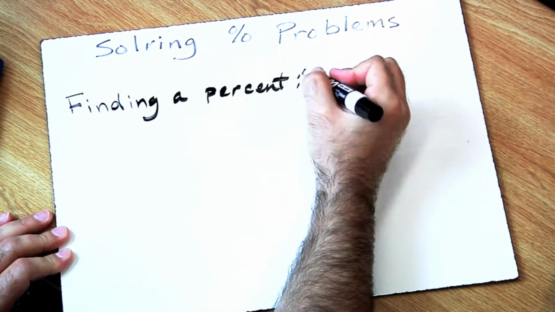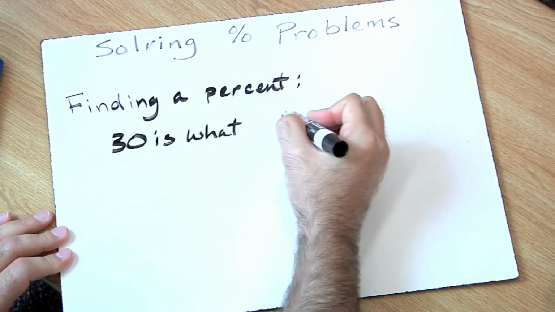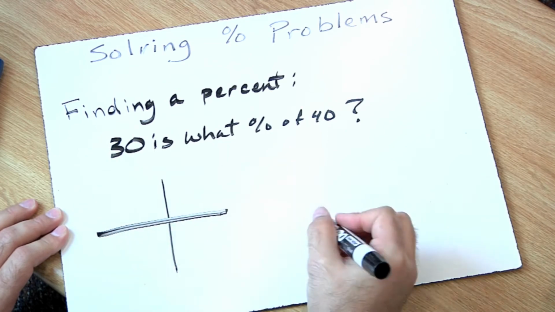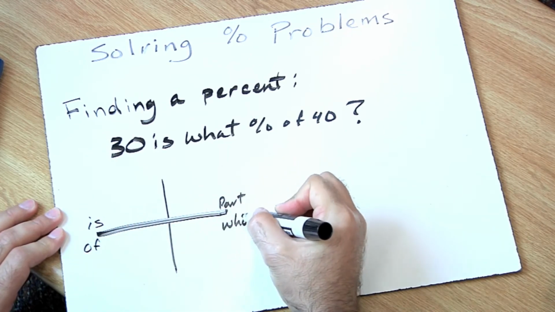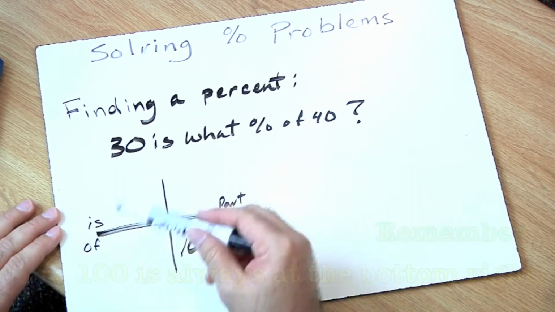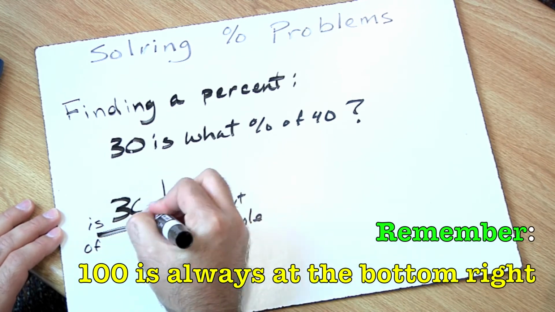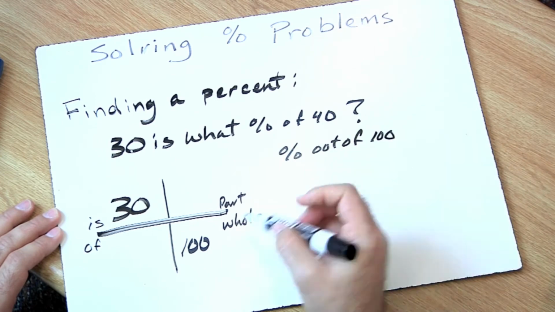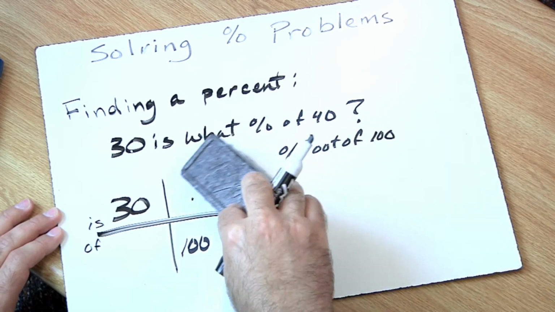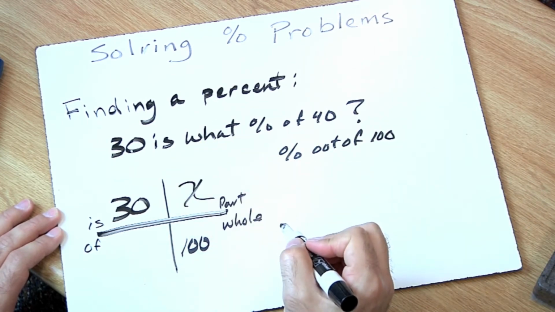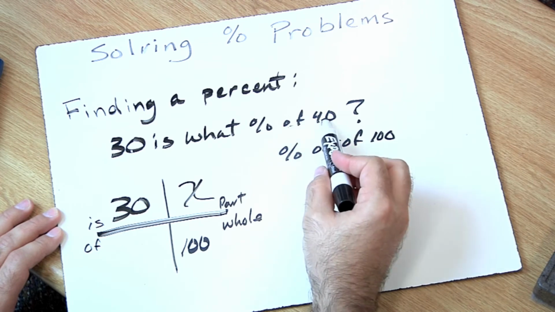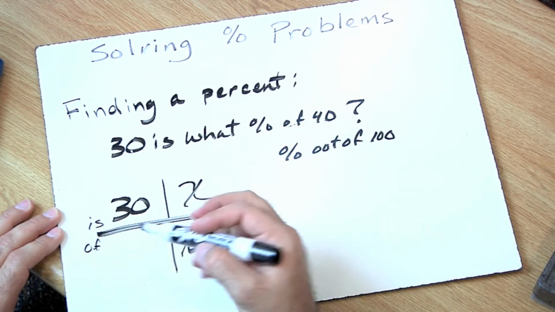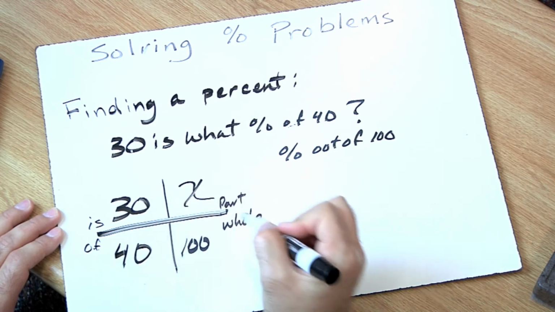Let's take a look at a different kind of problem, finding the percent. 30 is what percent of 40? So let's bring out the box. We have is over of and part over a whole. Remember, 100 is always on the bottom right. So 30 is what percent? We don't know the percent, so that's a question mark. We can replace that with our variable. And of is next to 40, so we look at our box and we see of, and we're going to write 40 right underneath the 30.